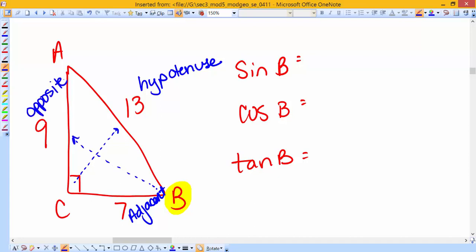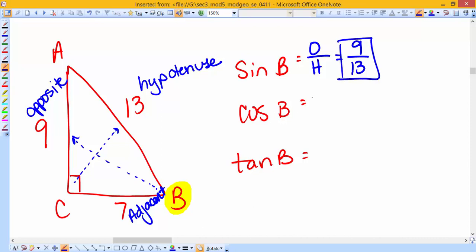If you label these wrong, you will never get these right. You have to label these correctly. Adjacent is next to, opposite is across. So for sine, we need to remember sine is opposite over hypotenuse. SOHCAHTOA. S-O-H. Opposite is 9, hypotenuse is 13. So my sine of B is 9 over 13.